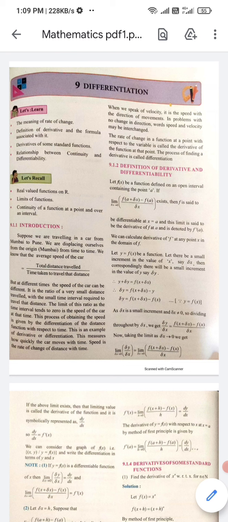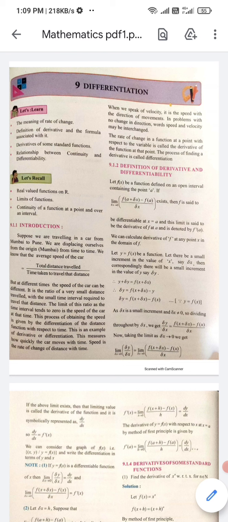defined on an open interval containing the point a, that is open interval. If the limit as delta x tends to 0 of f of a plus delta x minus f of a divided by delta x exists, then f is said to be differentiable at x is equal to a, and f dash a is the derivative.